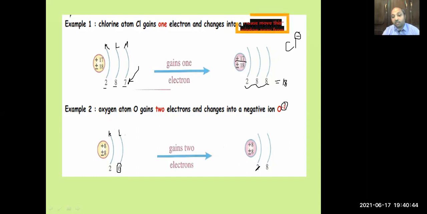Let's compare the number of electrons and the number of protons inside the nucleus. Here the number of electrons equals 10, but the number of protons equals 8. So the number of electrons is more than the number of protons inside the nucleus.